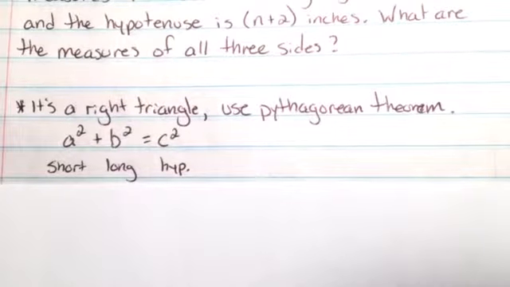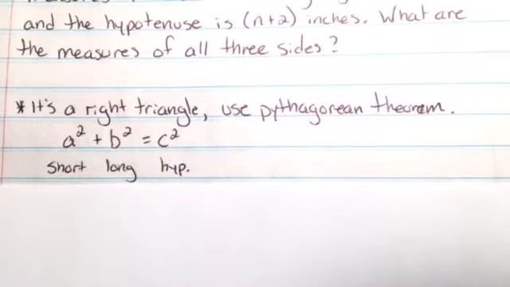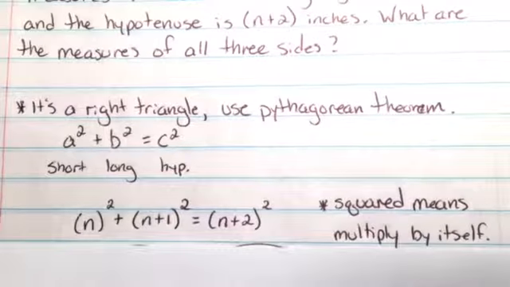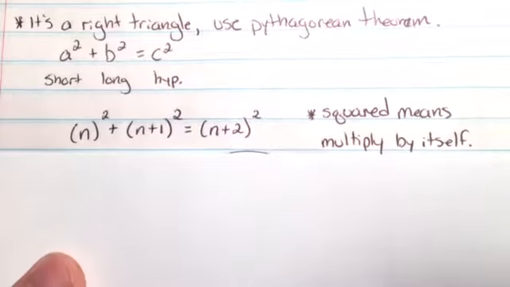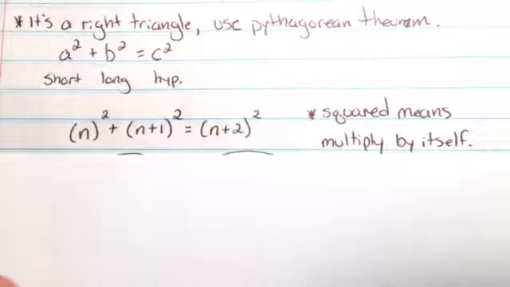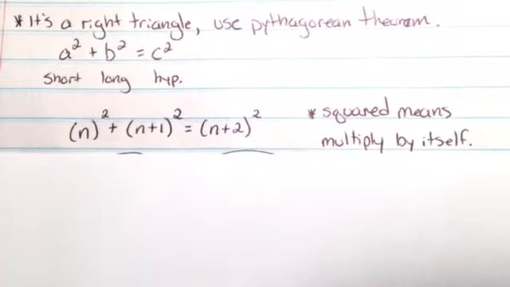All right, so let's go ahead and plug in what we know about the short leg, long leg, and hypotenuse. Short leg was n. Long leg, n plus 1. Hypotenuse, n plus 2. We plugged them in, and they were all squared. Remember, a squared plus b squared equals c squared. What does squared mean? How am I going to work this out?